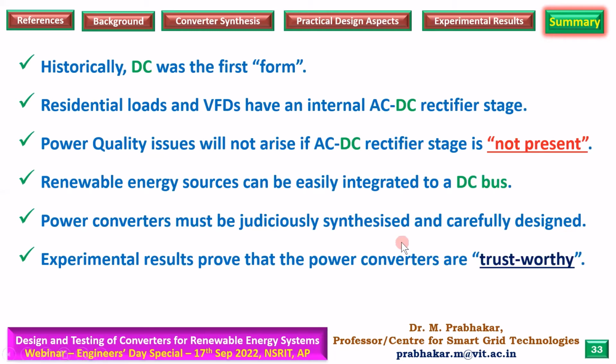So there could be a day when renewable energy can be integrated to a common DC bus, and there could be AC and DC. That is called coexistence. They can always coexist. For an industry, trustworthiness is going to be very, very important. Whether the power converters are going to be working properly, whether they will be reliable, etc. Nowadays, the trustworthiness and reliability of power converters has been proved. So industries have started trusting power converters. Fine. So that is the summary.